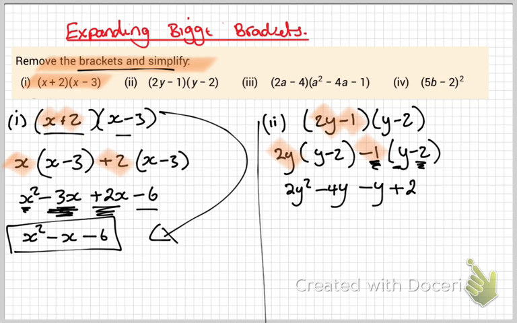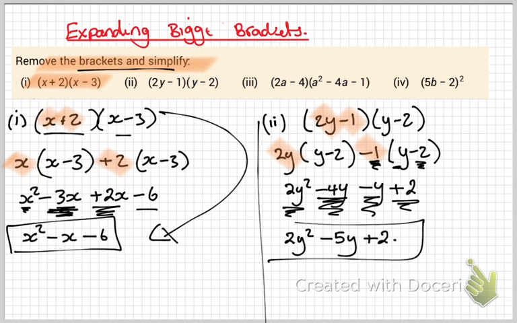Okay. Then see what can add. So y squared, that's the only one. All the y's, so there and there's 2 y's. And that ends up as minus 5y. So minus 4y minus y is minus 5y. Then I have a plus 2. There's no other numbers, so it's just plus 2. Okay, and there we go. There's another expression simplified out.